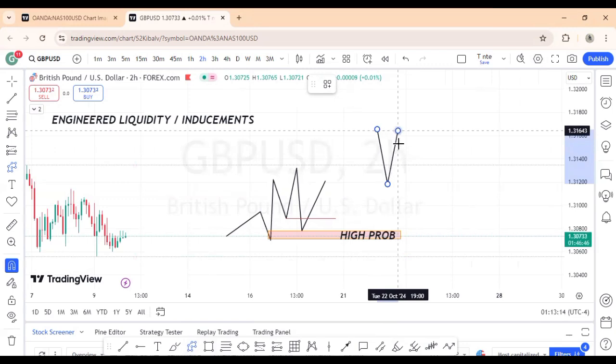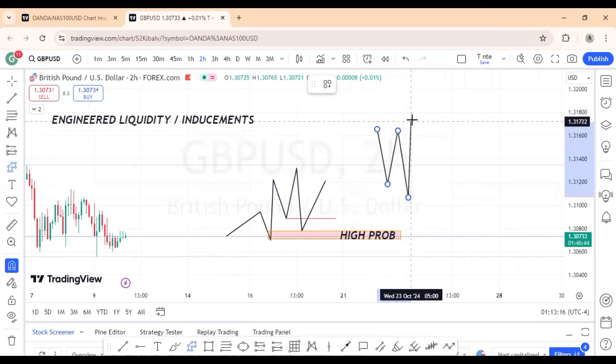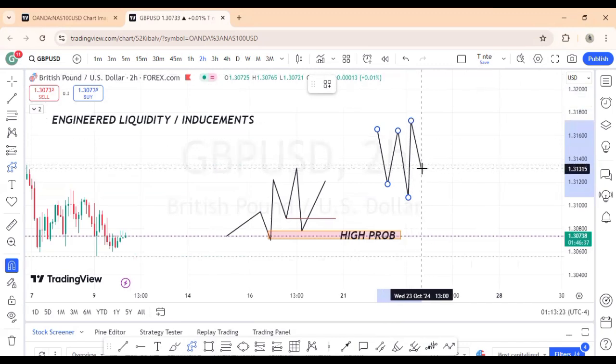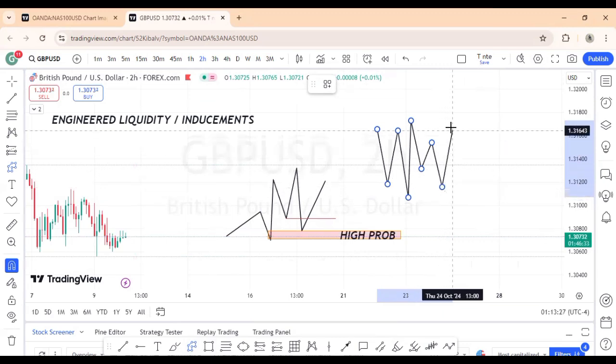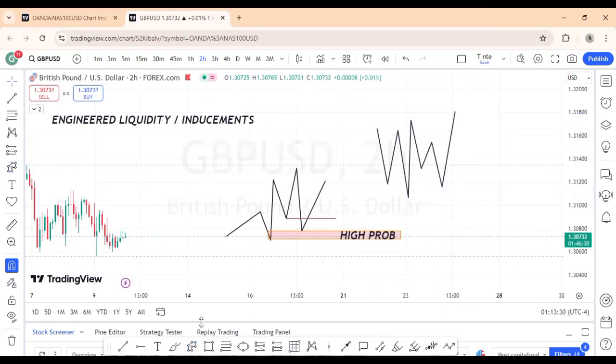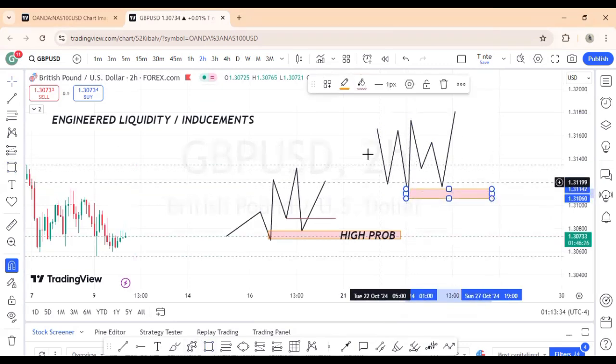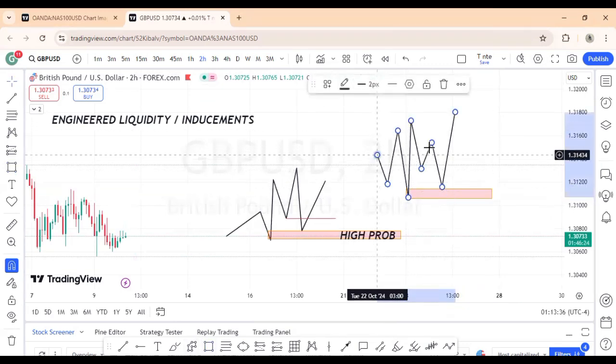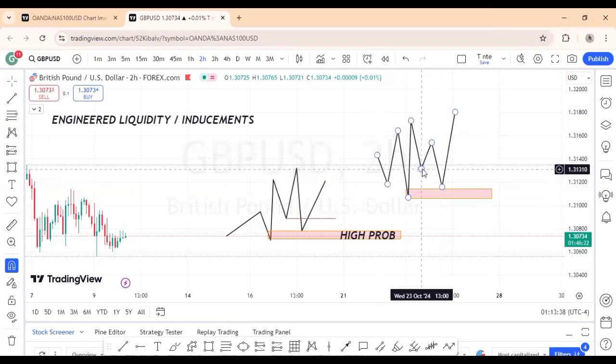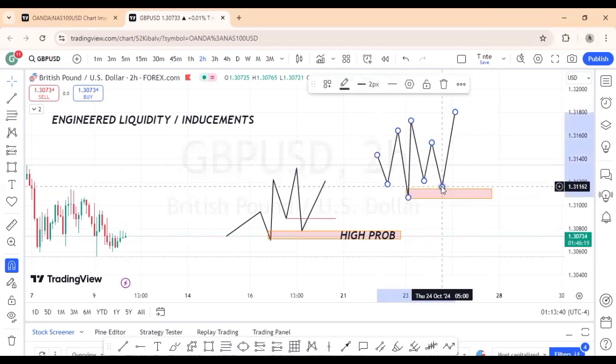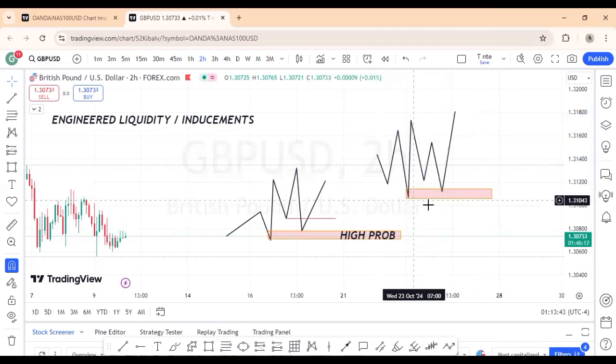We have your POI, right? Sometimes price can do something like this. Sometimes price can also look like this, right? So price can also engineer liquidity just above your POI. So the price can do something like this: engineer liquidity, create some kind of push up.